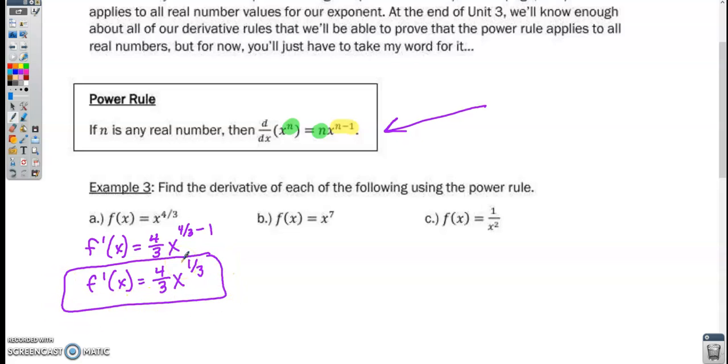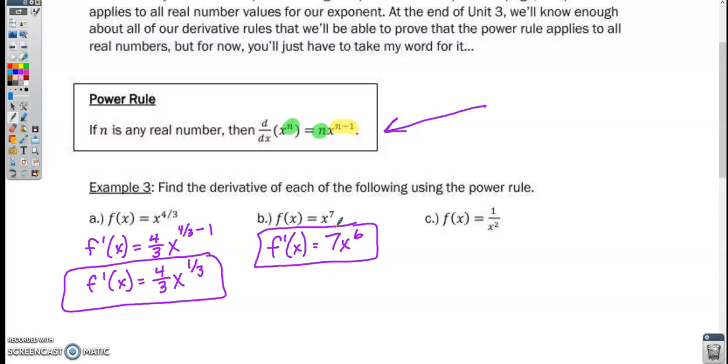All right. Let's take a look at part B. F of x equals x to the 7th. So the derivative of that using this rule, f prime of x is equal to, bring the power in front, drop the power by 1. Boom, there's our derivative.